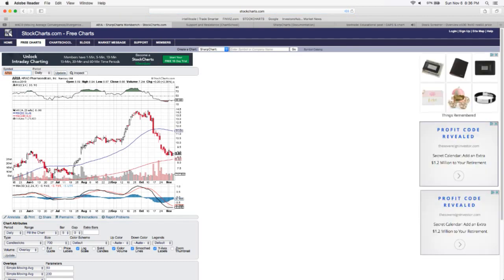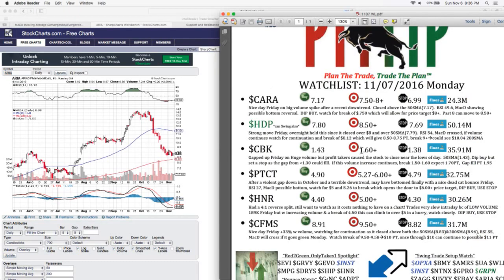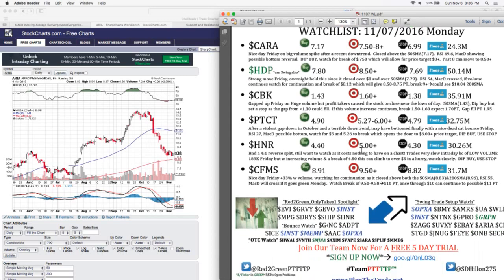There's a small possibility that GEVO, G-E-V-O, can pop soon. I'm seeing something in the chart that might be starting to develop. So yes, I do have ARIA right here on my swing trade setup watch list. The reason I'm liking this is, here's a chart of ARIA.